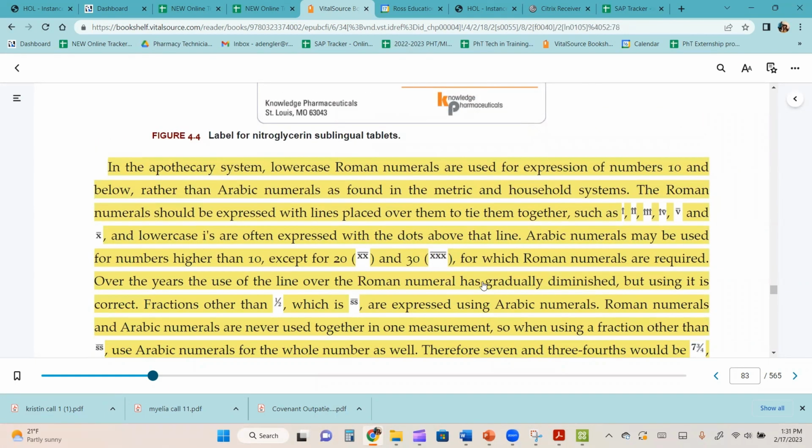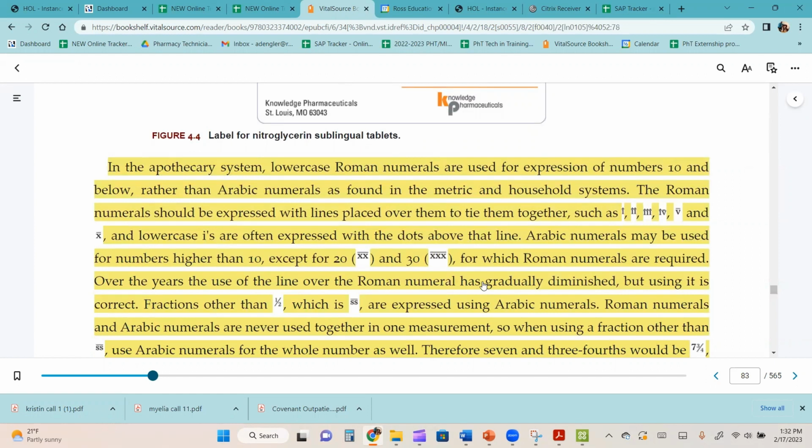In the apothecary system, lowercase Roman numerals are used for expression of numbers 10 and below, rather than Arabic numerals as found in the metric and household systems. The Roman numerals should be expressed with the lines placed over them to tie them together. So such as 1, 2, 3, 4, and 5. And X with a line over top of it, that's 10. And lowercase i's are often expressed with the dots above the line.